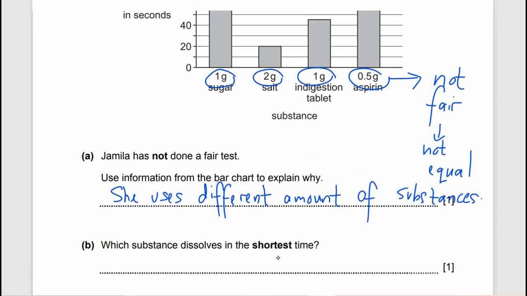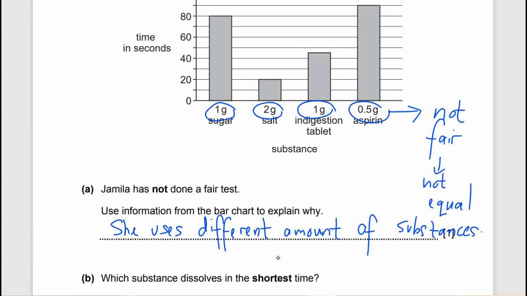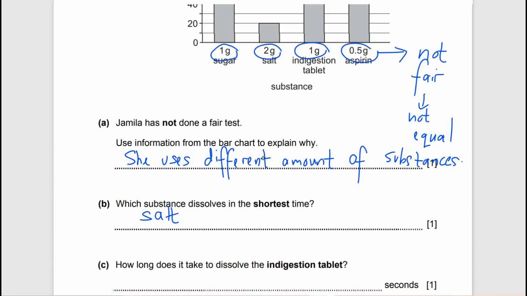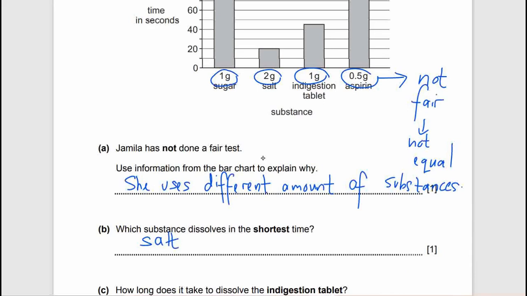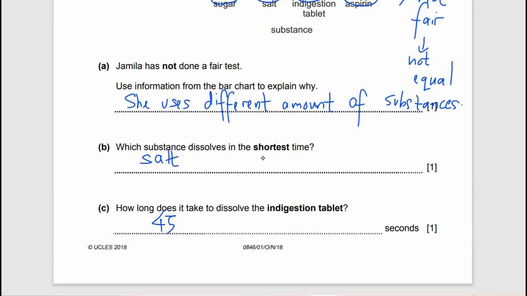Which substance dissolves in the shortest time? The substance that dissolves in the shortest time here is salt. We just write salt. And how long does it take to dissolve the indigestion tablet? It's in the middle between 60 and 40, which is 50, and this is midway between 40 and 50, so it must be 45. 45, and second is the unit.